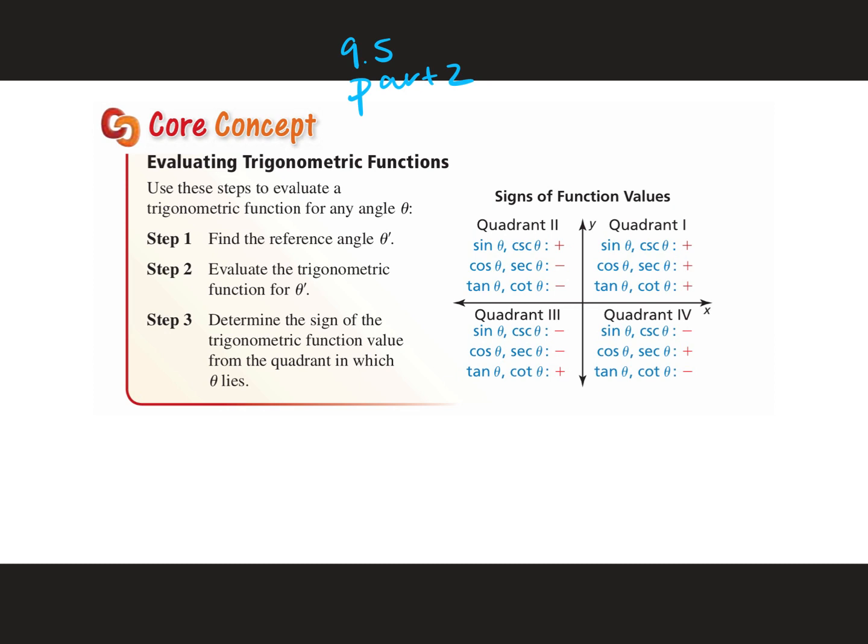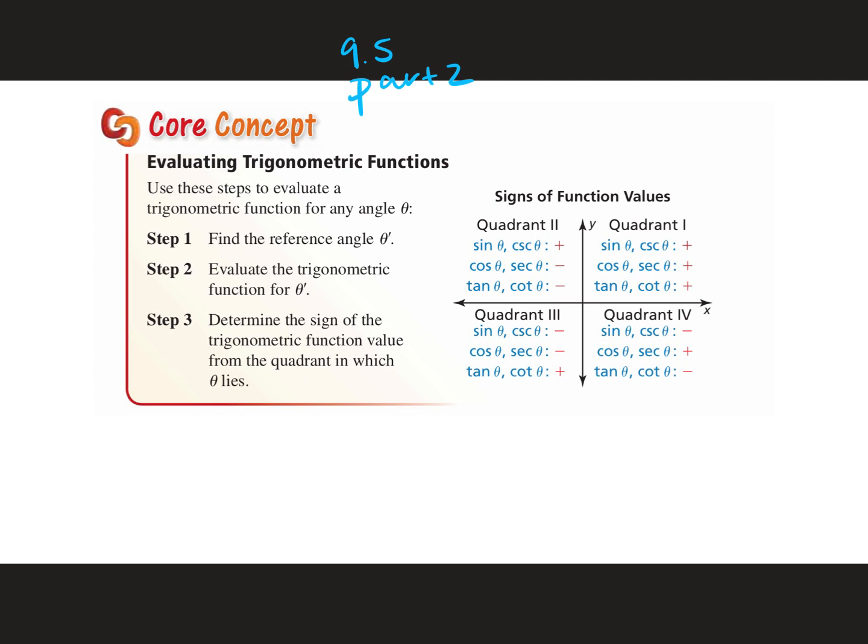quadrants. So in quadrant 1, all of our trig functions are positive. When we're in quadrant 2, it's just sine and its reciprocal that's positive. All the other ones are negative. When we're in quadrant 3, sine and cosine are negative, tangent's positive. And when we're in quadrant 4, sine and tangent are negative and cosine's positive.